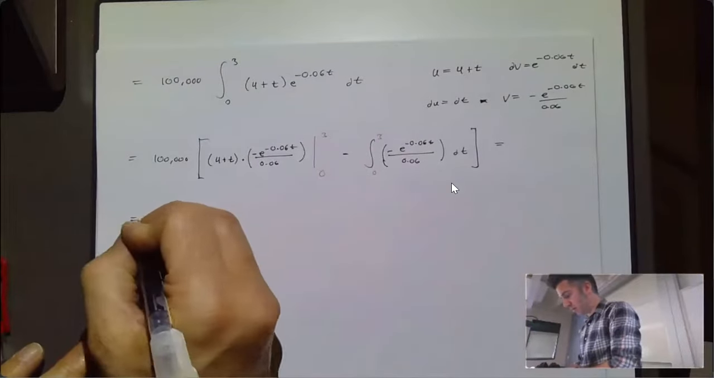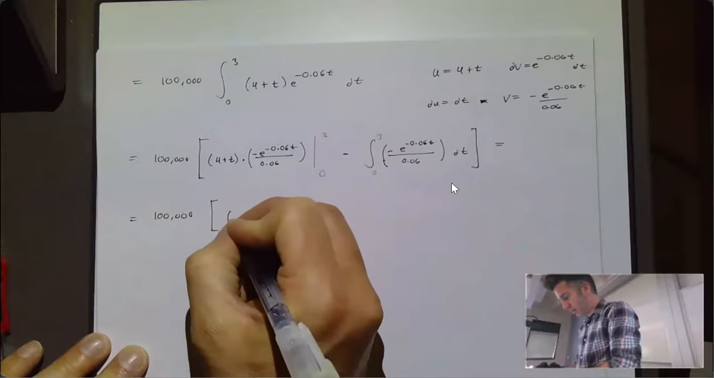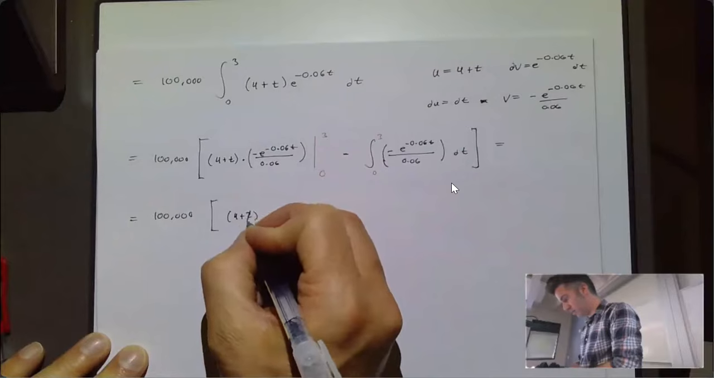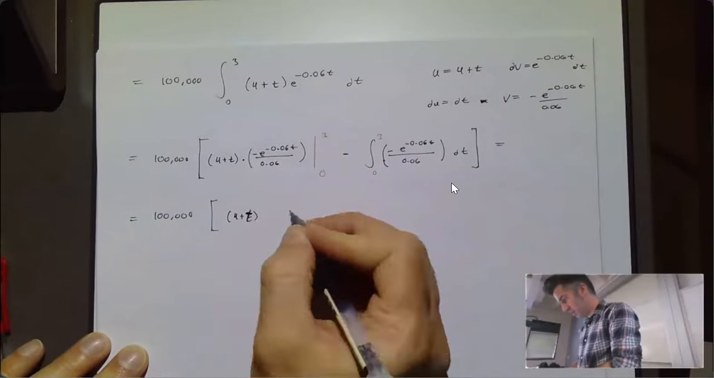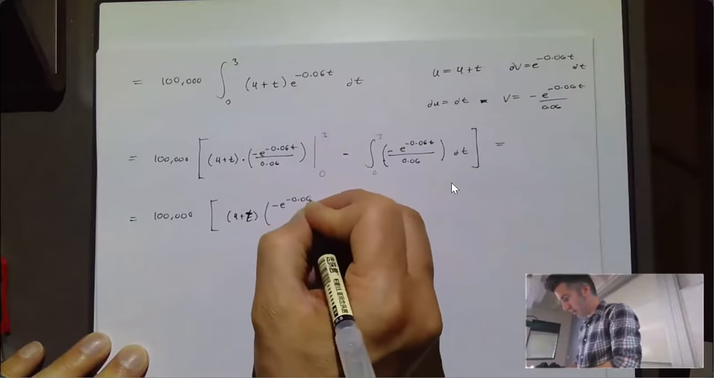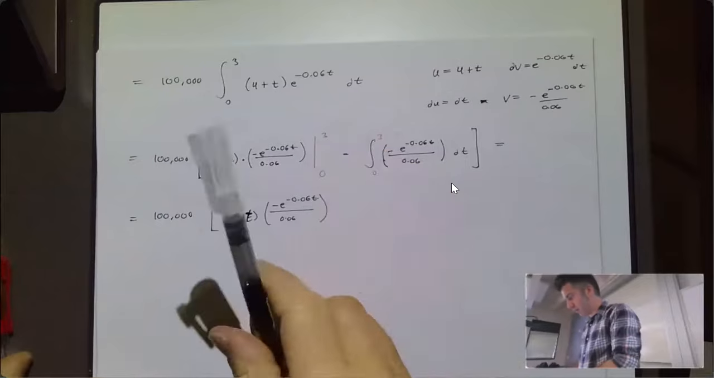So this is going to be equal to 100,000 times 4 plus t. Well, it's a t, not a 2. Sorry, 4 plus t times our negative e to the negative 0.06 t over 0.06 from 0 to 3.